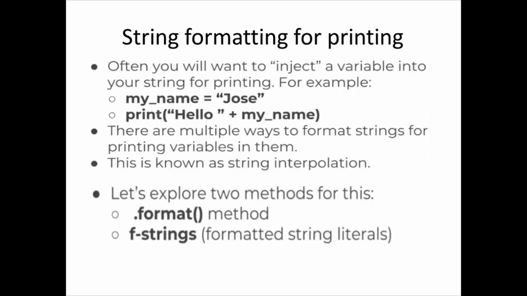There are multiple ways to format strings for printing variables in them. This is known as string interpolation. Let's explore two methods of printing strings: one is the dot format method and the other is the F format method. The F format method is a newer version. Let's come to the IDLE program window and check how we will print.